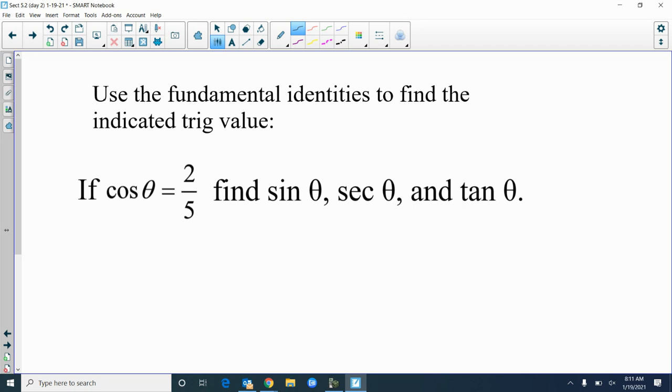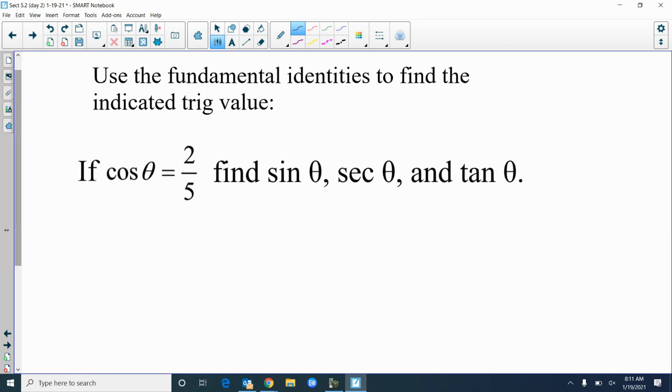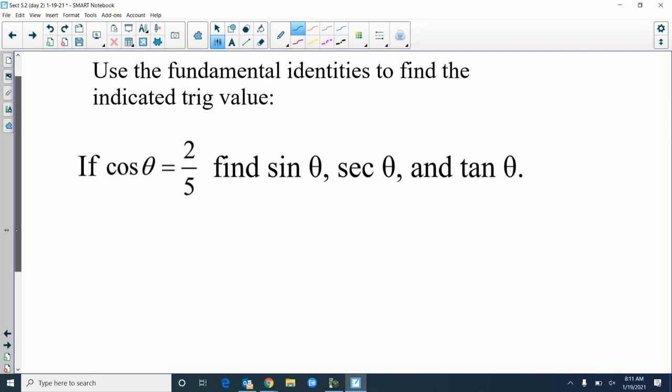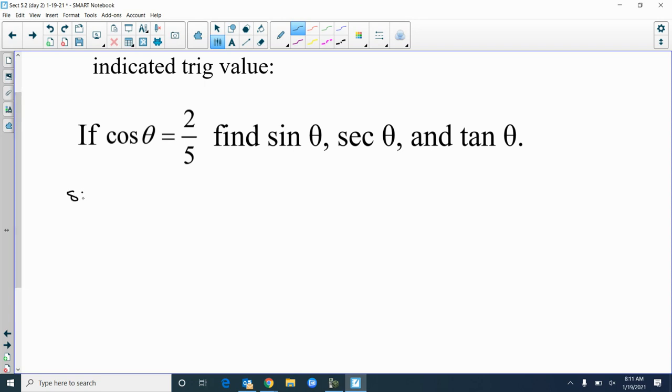So using anything there, we want to find the indicated trig value. Now, normally you would probably just make a triangle and solve it that way, and I'm never going to tell you not to do that, but under today, since it says use a fundamental identity, we're going to use anything that we had on these previous slides. Okay, I don't want to draw the triangle. So for first one here, and let me show you what I mean. Sine of theta equals cosine of theta equals 2/5.